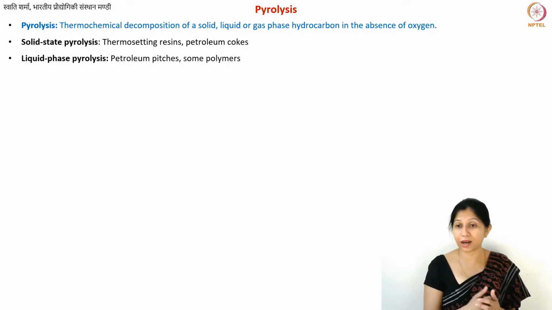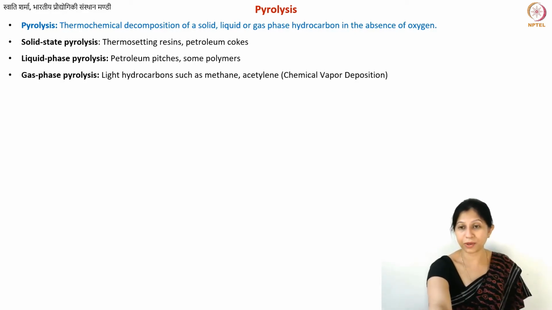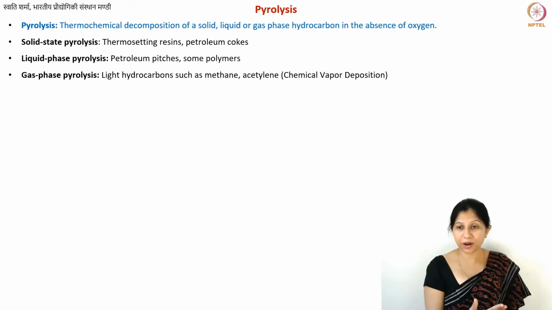You will also learn that we make carbon fibers from them. So these are the examples of liquid phase pyrolysis. Some polymers can also be liquid when they are being carbonized. Gas phase pyrolysis, well, you know already.